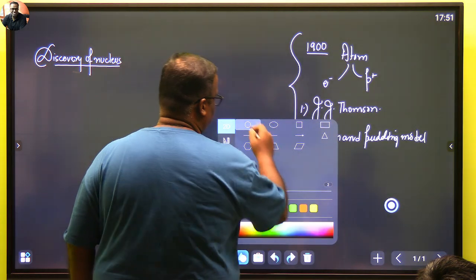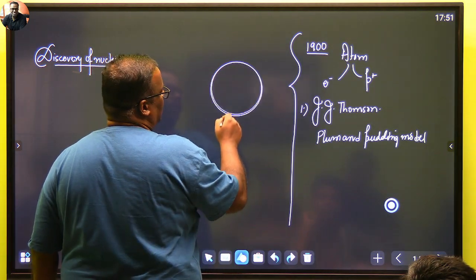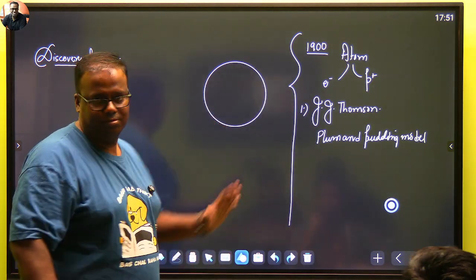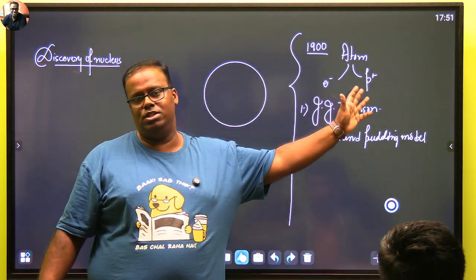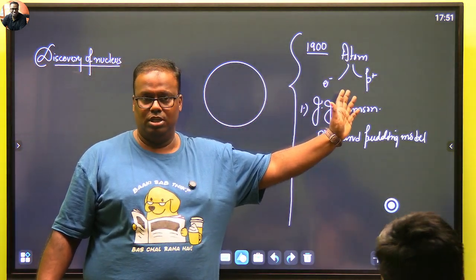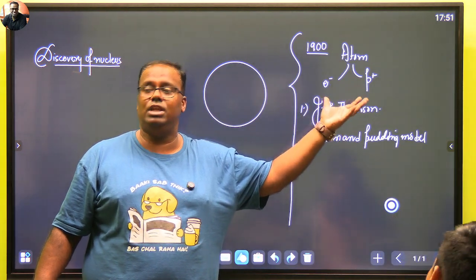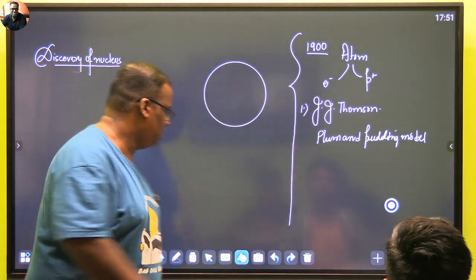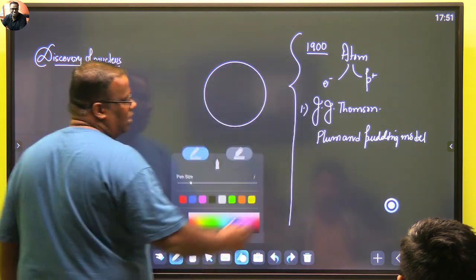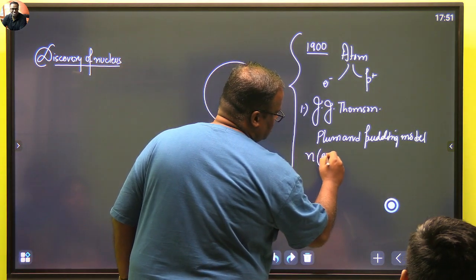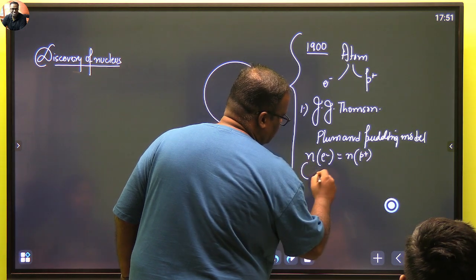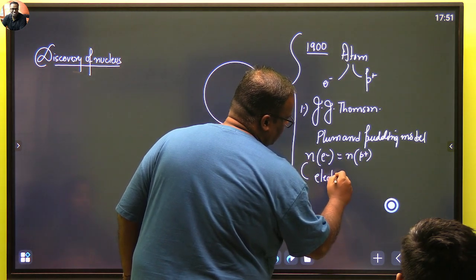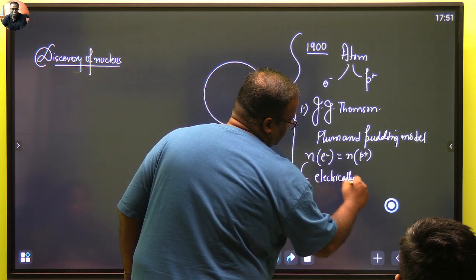According to J.J. Thomson, the atom was a spherical structure where the number of electrons was always equal to the number of protons. That means the atom as a whole was electrically neutral. How was the atom, beta? Electrically neutral. So the number of electrons always equals the number of protons. This resulted in him stating that the atom was electrically neutral.